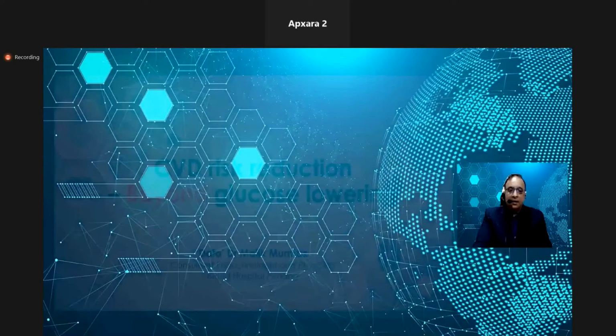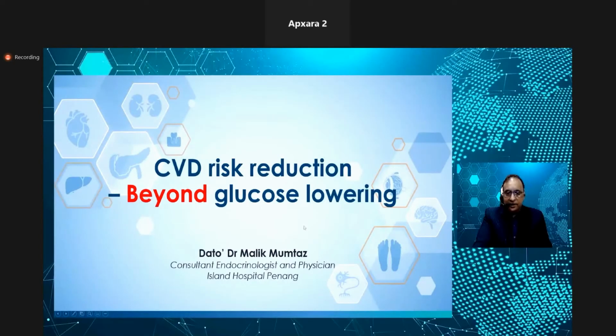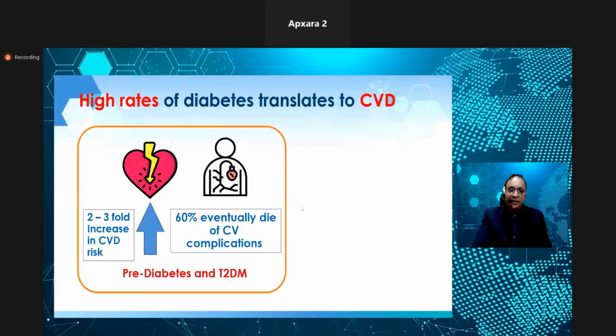Okay, I'm going to talk about CVD risk reduction beyond glucose lowering. Basically, this is an important topic because there are very high rates of diabetes. As you've heard from previous speakers, high rates of diabetes in the population translate to cardiovascular disease. When you have prediabetes and diabetes, there is a 2 to 3-fold increase in the CVD risk, and 60% of patients eventually die of CV complications. So it's something that we need to recognize early and treat to prevent these deaths.